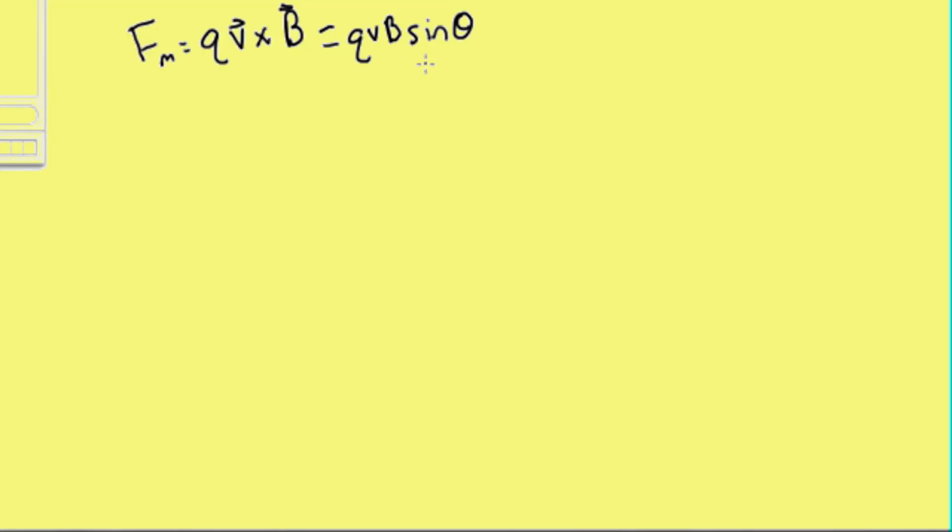So what we should see instantly here is that for theta equal to 0 and for theta equal to 180 degrees, this force is going to be 0. So what this means is that if the charged particle is moving in the same direction or exactly 180 degrees, so either parallel or anti-parallel to the magnetic field, then the Lorentz force on that particle will be equal to 0.